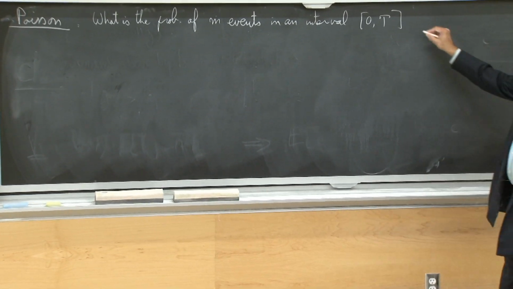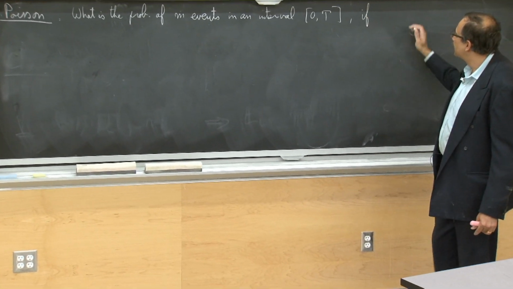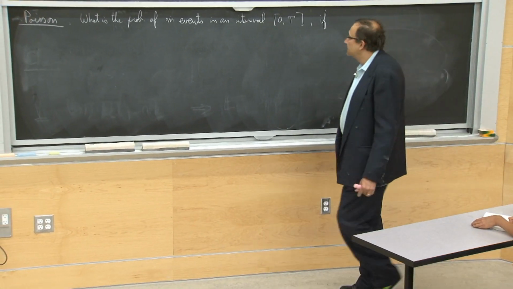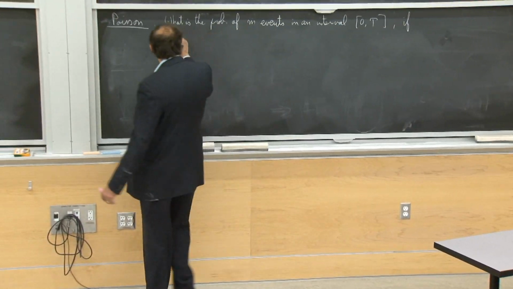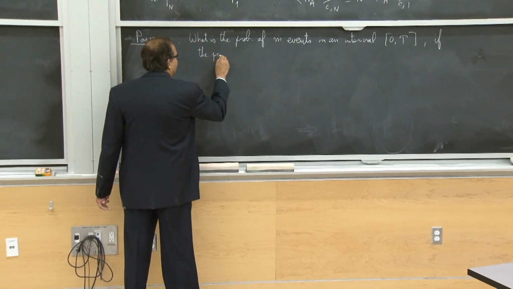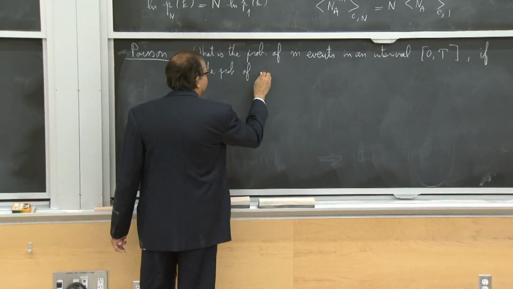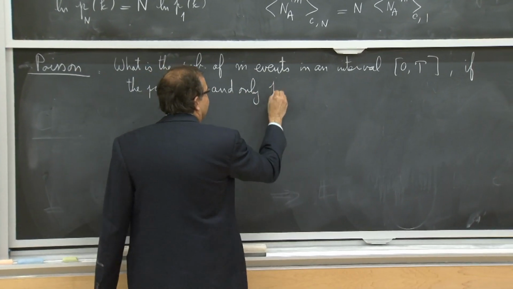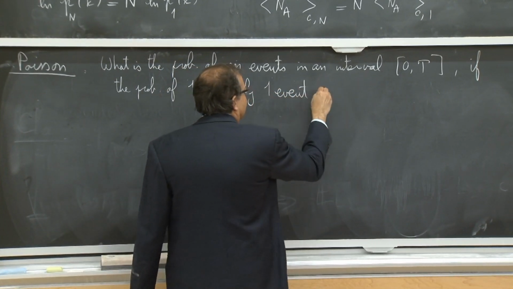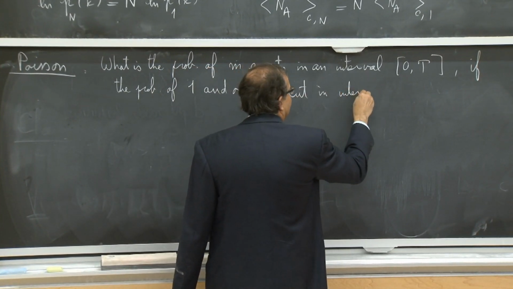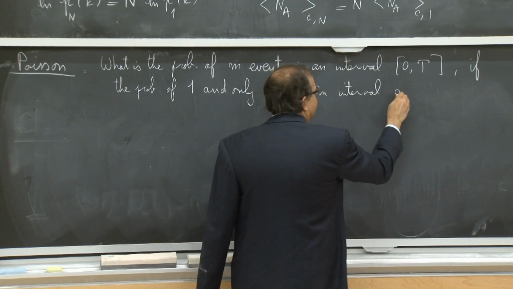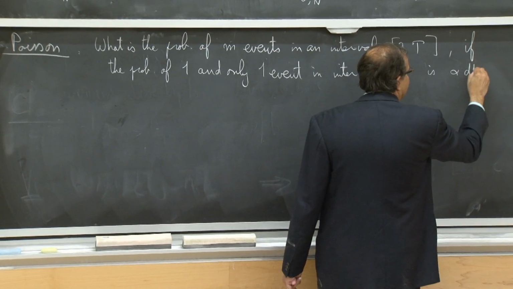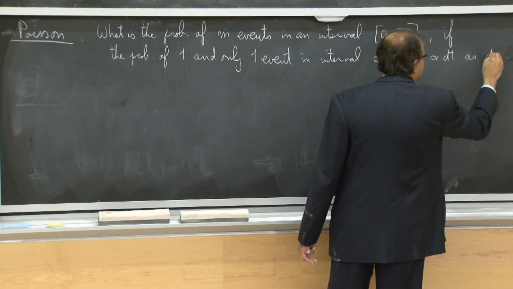So what is the probability if two things happen? One is that the probability of one and only one event in interval dt is alpha dt as dt goes to 0.